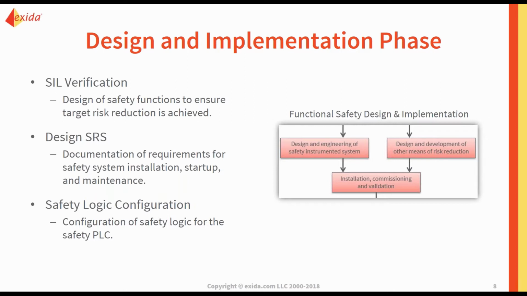The first is SIL verification, and this is where you do your design calculations for your safety instrumented system. Usually, you start in the analysis phase with PHA, LOPA, SIL selection, and that helps you to define your design criteria. Then you're going to document that in a safety requirement specification meant as a handoff to the design team. That's when your SIL verification starts. And here you're going to model your safety instrumented functions and determine if they achieve the target risk reduction or target safety integrity level.